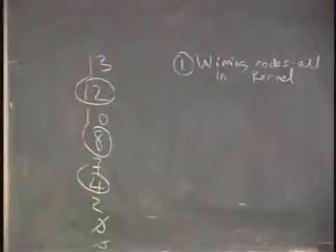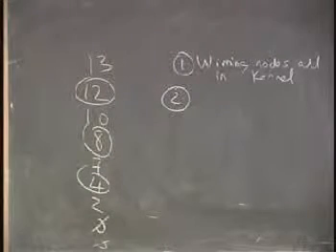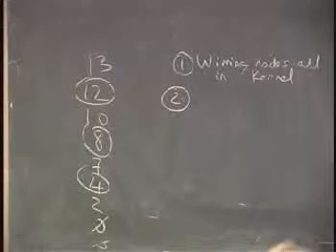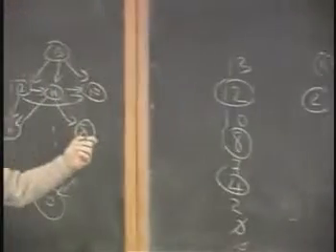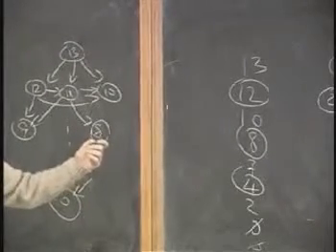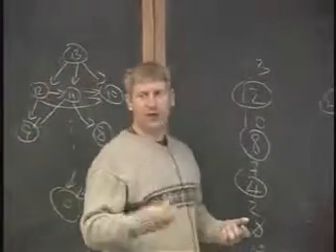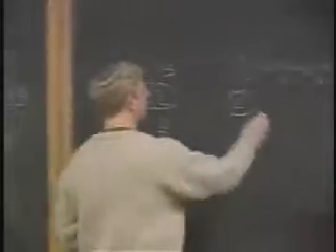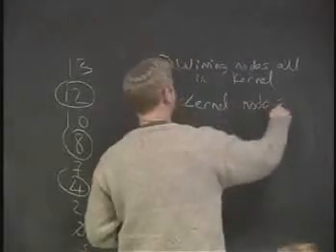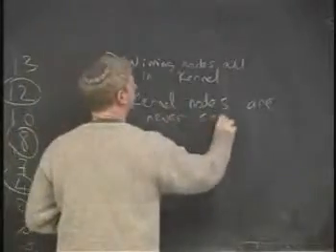Okay, that's number 1. Number 2, what else makes a kernel a kernel? Move from one node to another. If you're in the kernel and you make a move, you can't go to another kernel. It's like the frying pan: when you jump out of it, you're in the fire. You're not in the frying pan anymore. So kernel nodes are never connected.